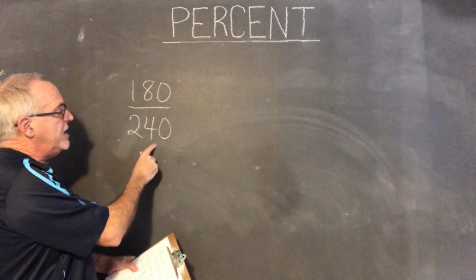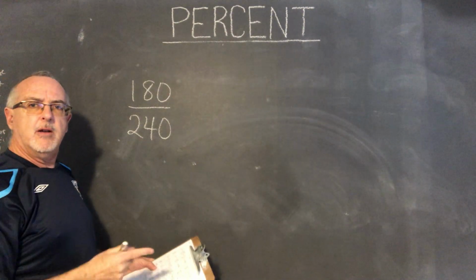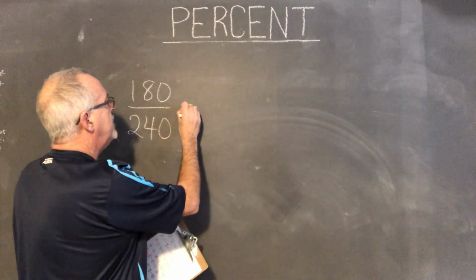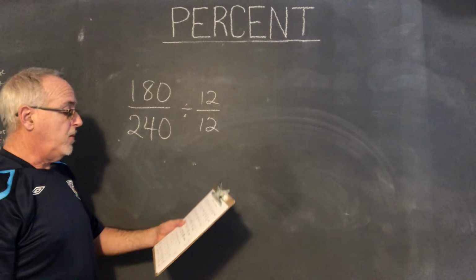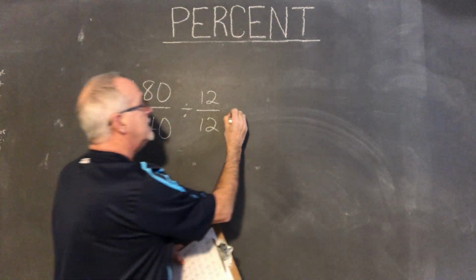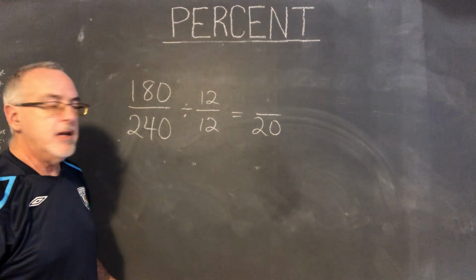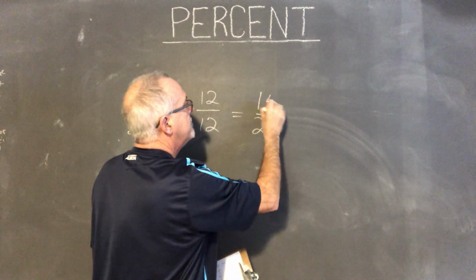I know that 240 is a multiple of 20. So how do I get 240 to divide and turn into a 20? I'm going to divide it by 12 over 12. Again, I'm dividing by 1, so I can always do that. And 240 divided by 12 is indeed 20. And I see, yeah, that 20 is going to be easy to use in my next step. 180 divided by 12 is 15.